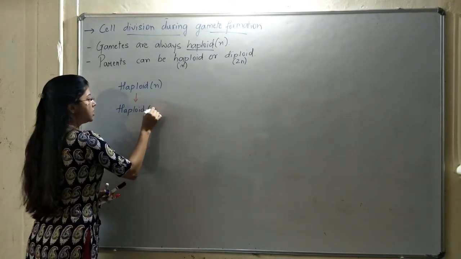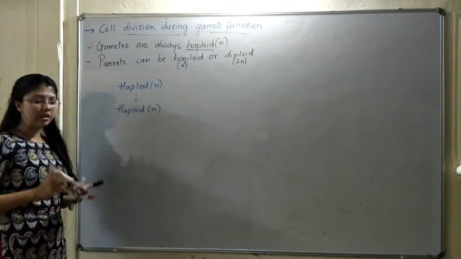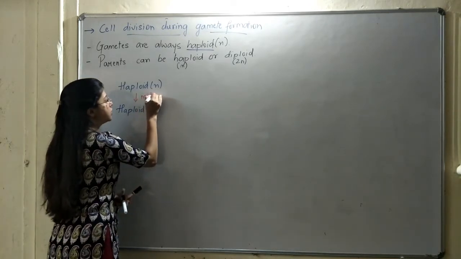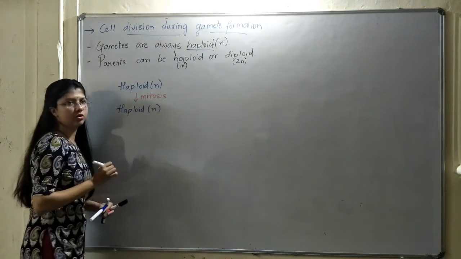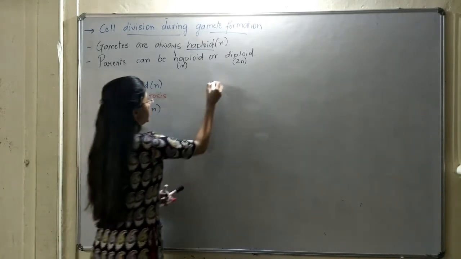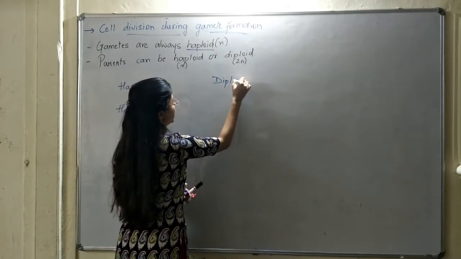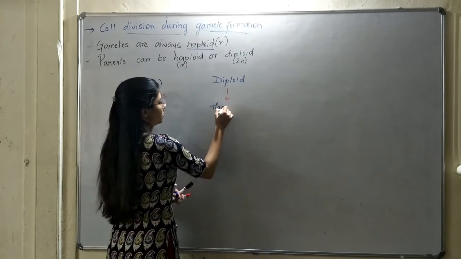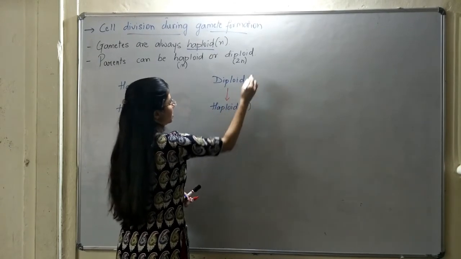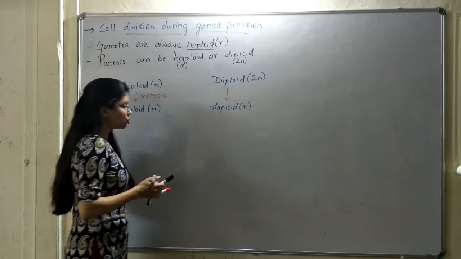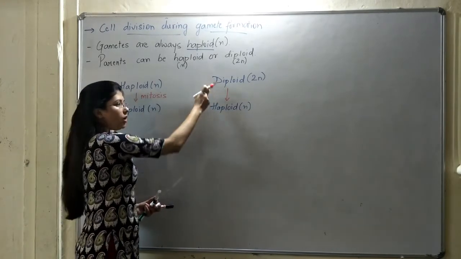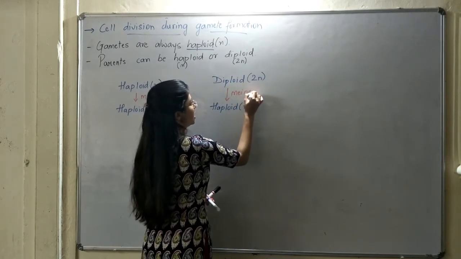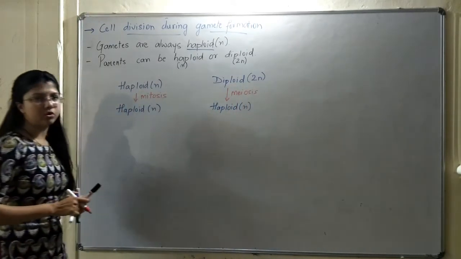So, when the number of chromosomes is to be maintained the same in the parent cell and the offspring, the type of cell division that takes place is mitosis. And if the parent body is diploid, then here also the gametes will always be haploid, right? So when the parent body is diploid and the gamete to be formed should be haploid, the type of cell division that will take place is meiosis.